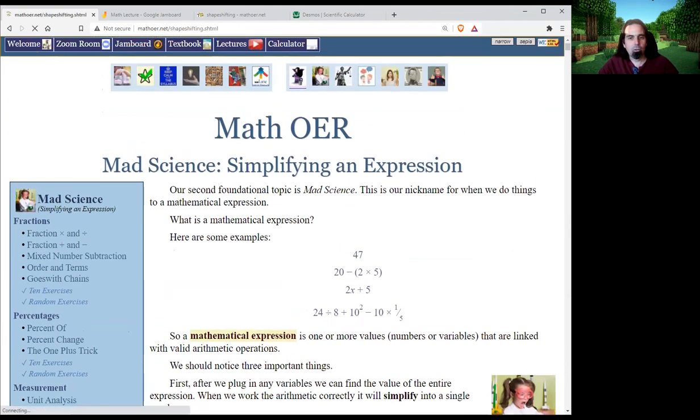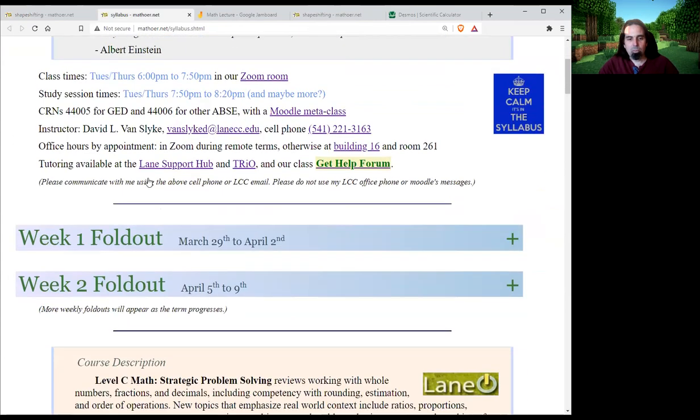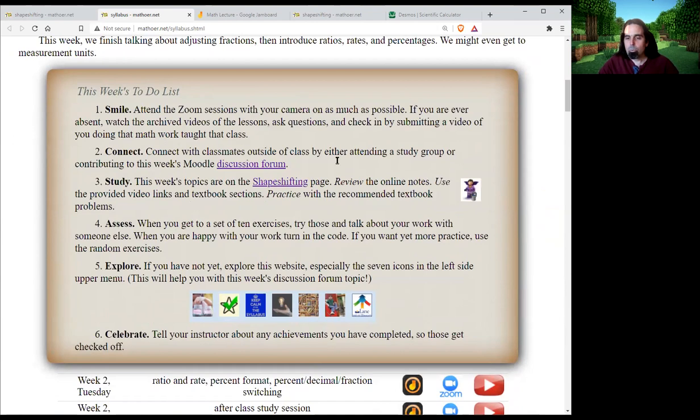I want to check that our procedures are okay before I assume they're working. So I've been asking you to come to the Zoom sessions. If you miss it, then check in by meeting me in Zoom or sending me a quick video of you doing some homeworks. Either be in a study group, which most of you are, or do the Moodle discussion forum to connect with people because it can be lonely.